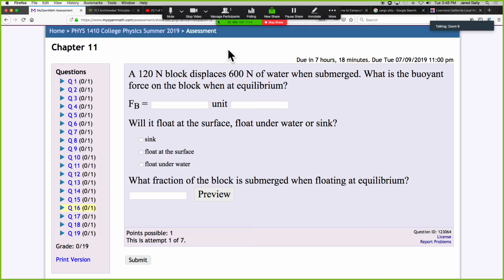Yeah, I think you know the 1,000 kilograms of water. That's for water. So the density of water is 1,000 kilograms per meter cubed. Oh, okay.